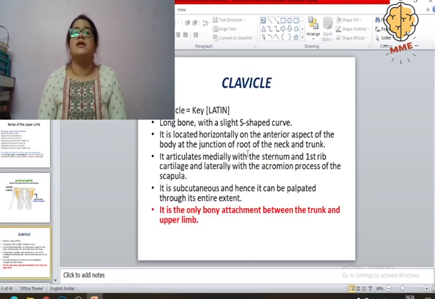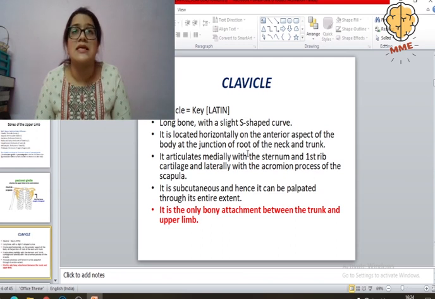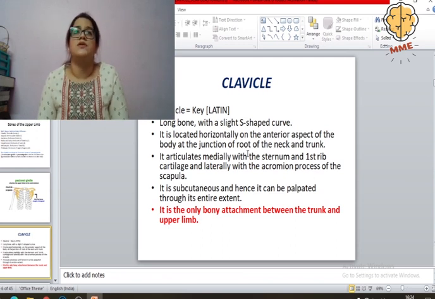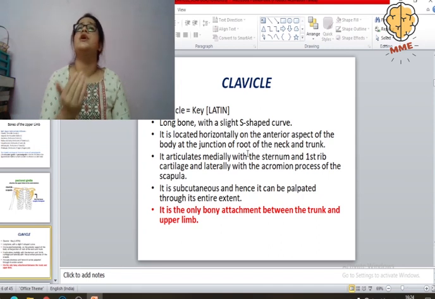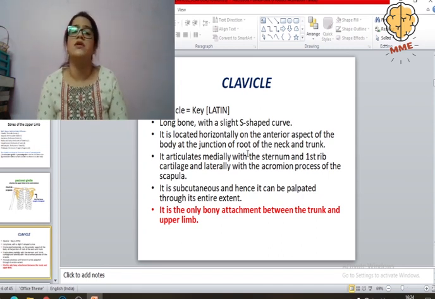So why is it called the clavicle? Clavicle in Latin means key. And what does a key do? It locks. So what does the clavicle lock? It locks the scapula to the humerus. It locks the scapula to the humerus, and that's why it is called the clavicle.